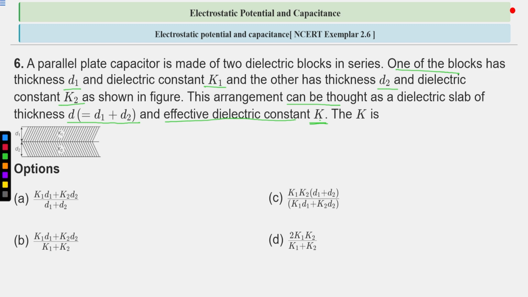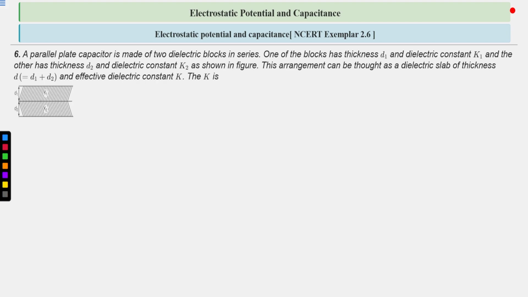So these are the options. A option: K1 D1 plus K2 D2 upon D1 plus D2. B option: K1 D1 plus K2 D2 upon K1 plus K2. C option: K1 K2 into D1 plus D2 upon K1 D1 plus K2 D2. And D option is 2 K1 K2 upon K1 plus K2. I will give you some time to think about it. So here is the question again. Answer C. So C is the correct answer.